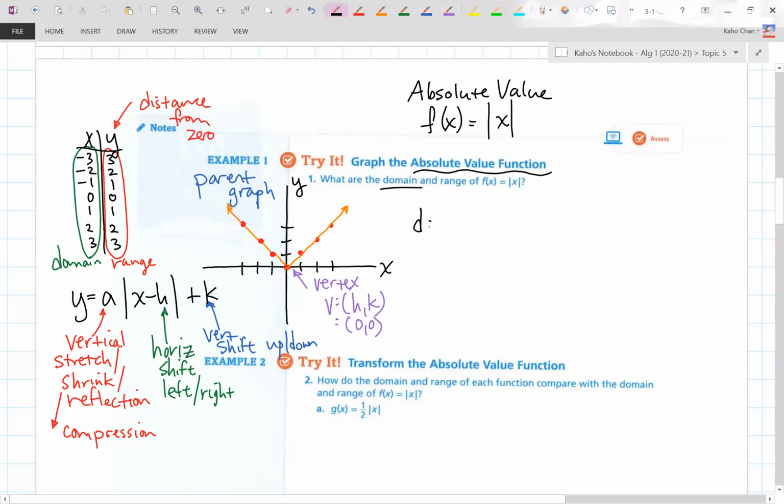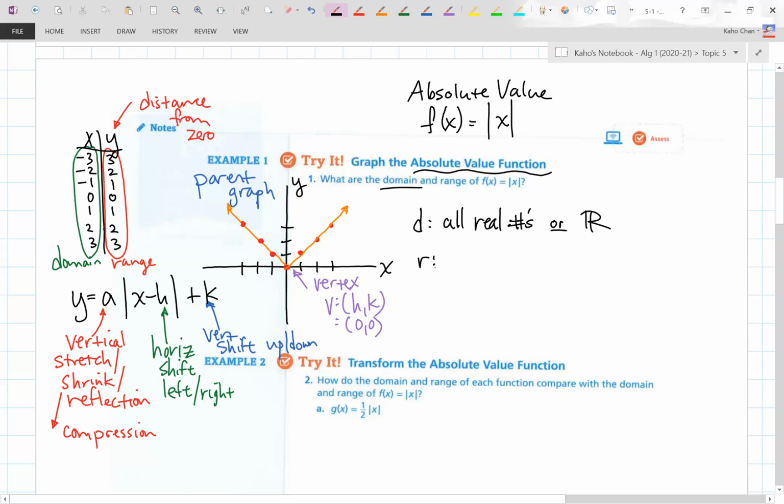The domain refers to what x values you can pick. In this case, no matter what x value you plug into the function, f of x equals absolute value of x, you will always get an answer. So here the answer for the domain is all real numbers. You can write it with a special symbol that looks like a funny R, like that.